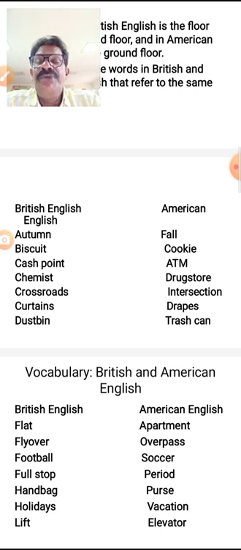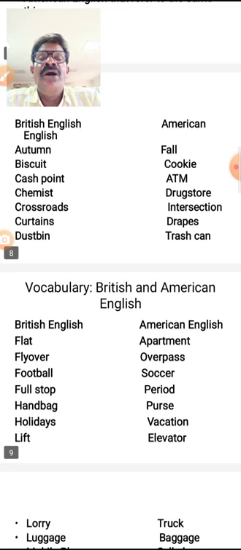And in British English, it is called cash point. In American English, it is called ATM. I hope every one of you is very much familiar with ATM. So ATM is an American vocabulary. In British English, it has to be called cash point.